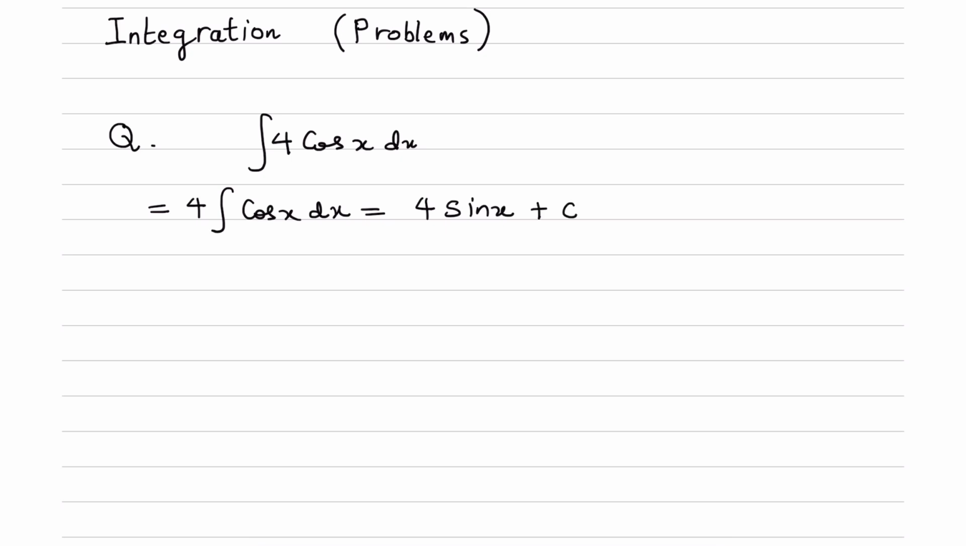If we take the derivative of this function, it should be precisely this, and we can see that the derivative of 4 sine x is 4 cos x, which is here. It's a double check that our answer is correct.